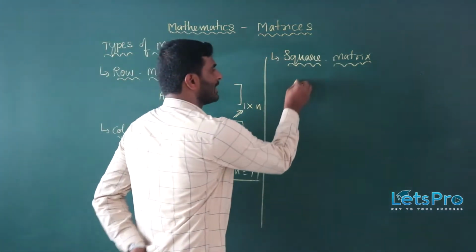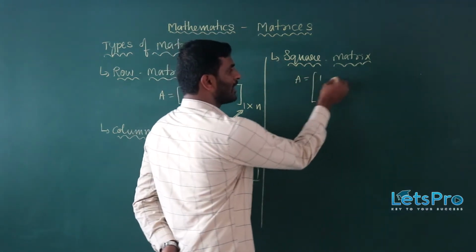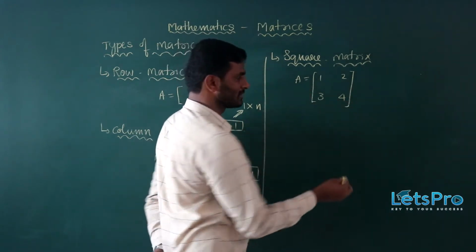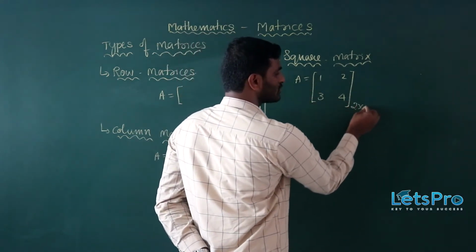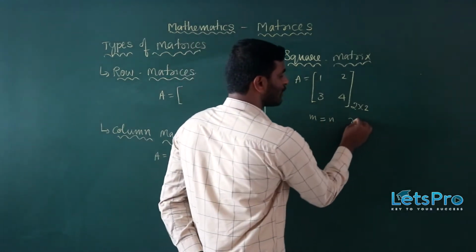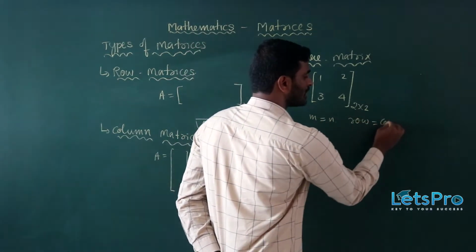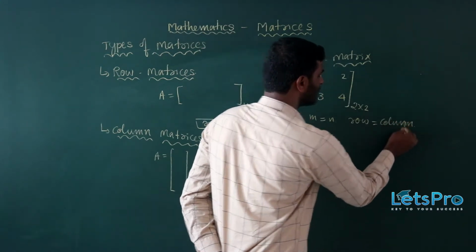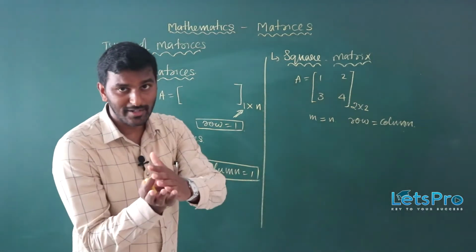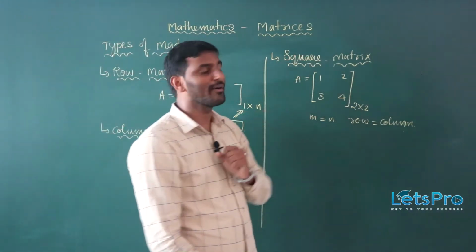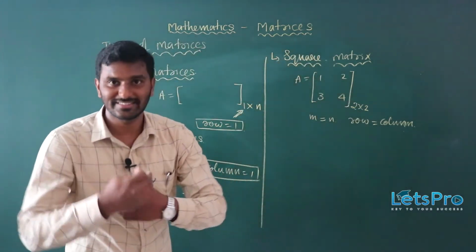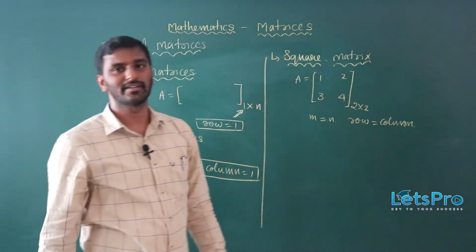For example, A is equal to 1, 2, 3, 4. There are 2 rows and 2 columns, that means it is 2 cross 2. Here the m value is always equal to n, that is, the rows are always equal to the columns. It's a very simple definition: the number of rows is equal to the number of columns. Sir, is 1 cross 1 an example? Yes, 1 cross 1 is also an example of a square matrix. 2 cross 2 is also an example of a square matrix. 3 cross 3 is also an example of a square matrix.